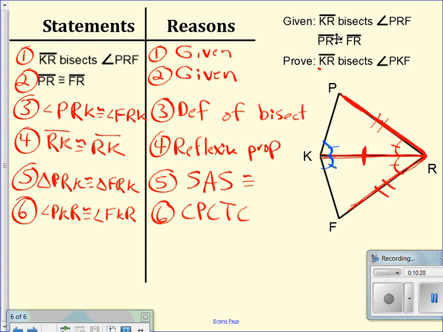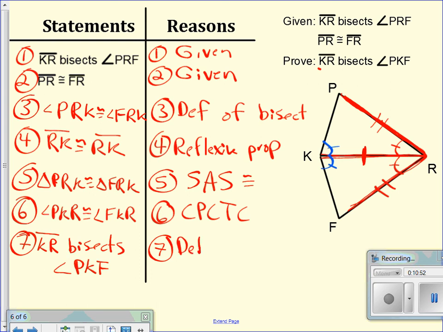Last part, I prove that those two halves are equal. That means, hey, if those two halves are equal, then I know that KR bisects angle PKF. My reason for that is, like I said, I know that if something's cut in half, it's being bisected. So that is the definition of bisect.